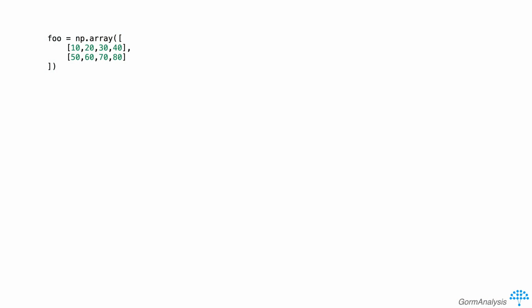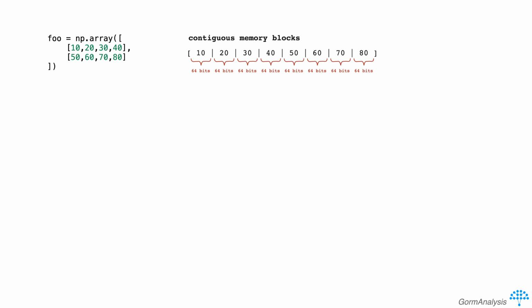In this video, we'll see how you can use the asStrided function to create complex views of an existing array. Let's start by creating a 2D array with 8 integers called foo. If you remember, earlier on in the course, we talked about how arrays are stored in contiguous, fixed-size memory blocks. In this case, foo would be stored in memory like this. Since foo is comprised of 64-bit integers, each block of memory is 64 bits. Alternatively stated, each block of memory is 8 bytes because there's 8 bits in a byte.